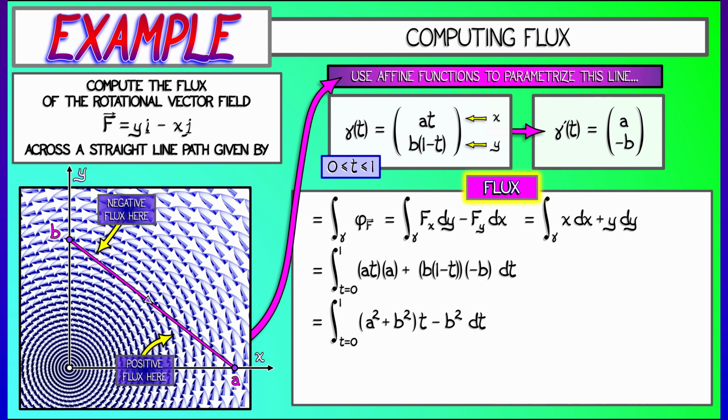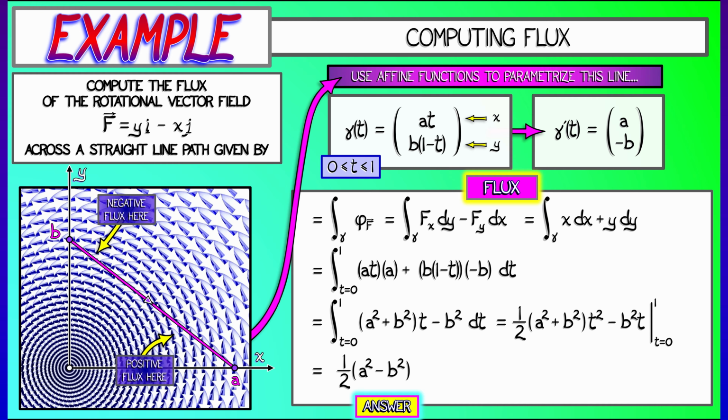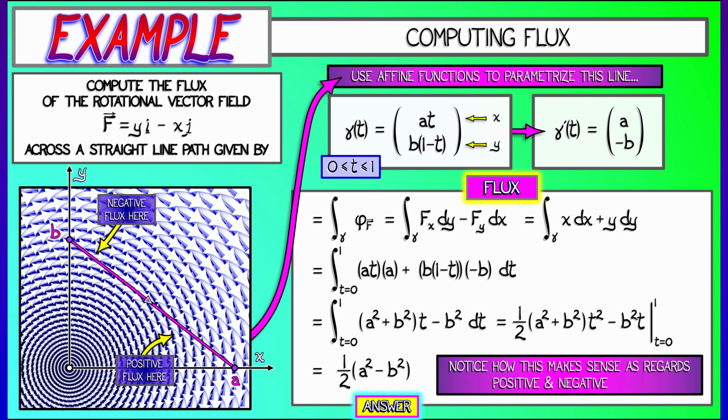That, after some simplification, is quantity a squared plus b squared, times t, minus b squared. Integrating that is going to give me 1/2 quantity a squared plus b squared times t squared, minus b squared t. As t goes from 0 to 1, we get a final answer of 1/2 times quantity a squared minus b squared. Now, does that make sense? Yes, I think it makes sense.